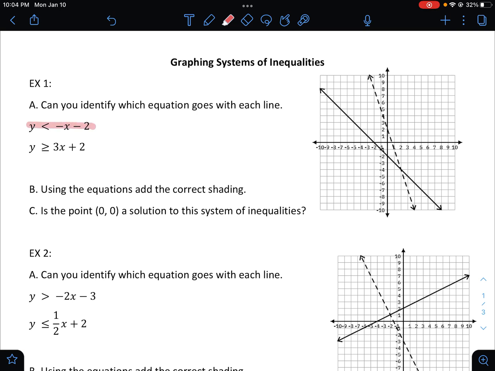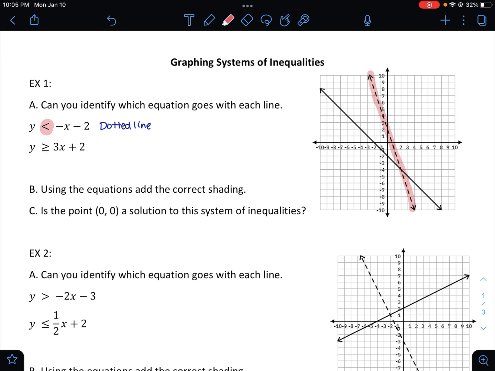Looking at this first line right here, I notice that it has an inequality sign with no line, which means this should have a dotted or dashed line, which means it's going with this line right here.